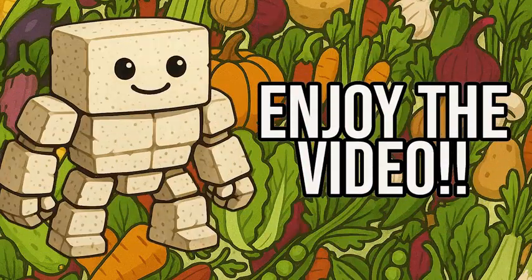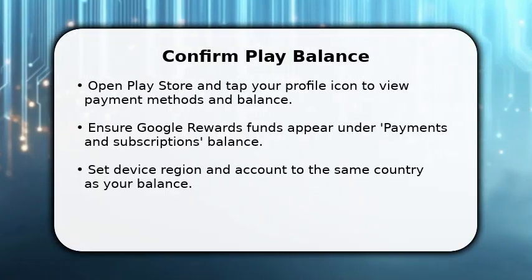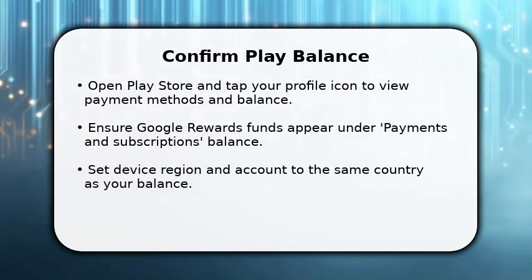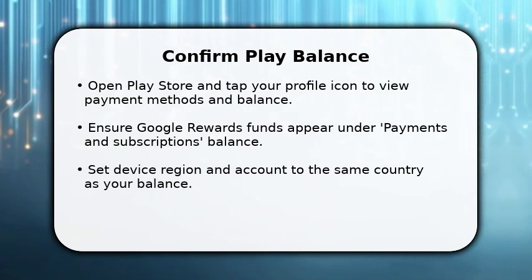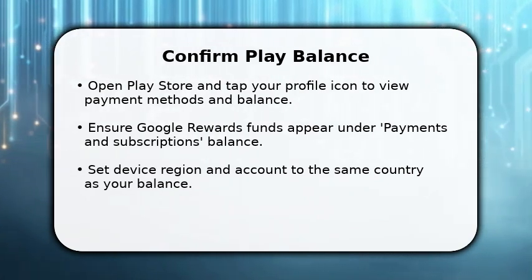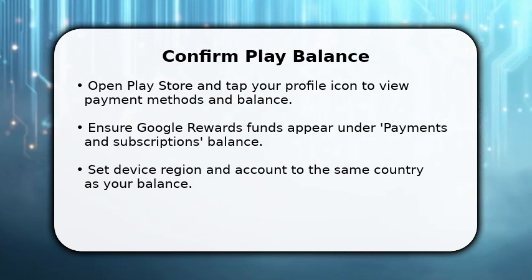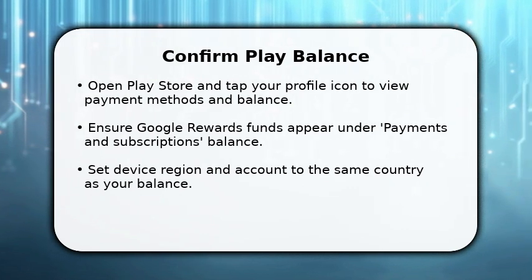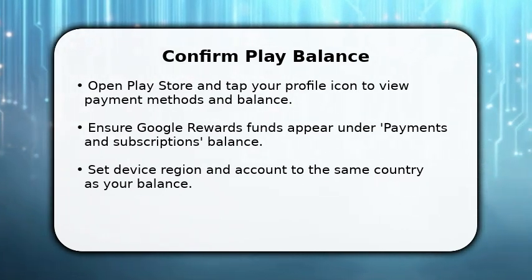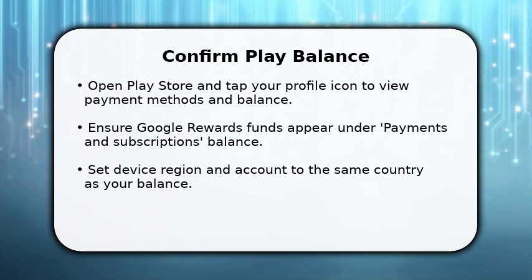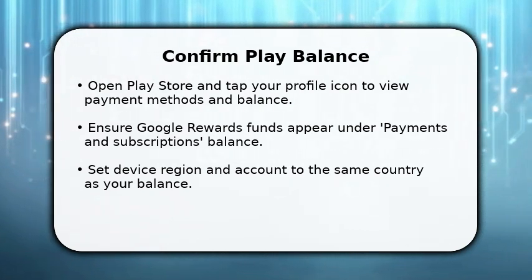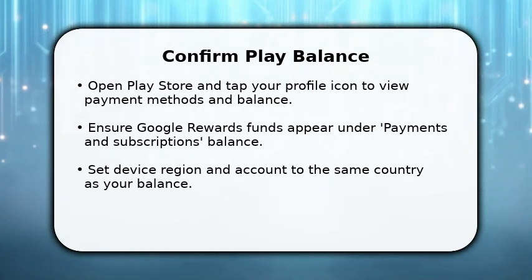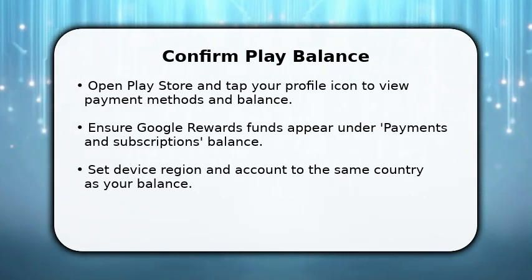Please enjoy the video. You start by verifying the actual Play balance. Open the Play Store and tap your profile. Once there, check payments and subscriptions so you know the exact amount you have from Google Rewards. Make sure your device region and Google account country match the balance country, because otherwise funds won't apply. If needed, switch to the account that received rewards. This first step prevents later rejects and saves time by aligning currency, account, and regional settings before you buy.